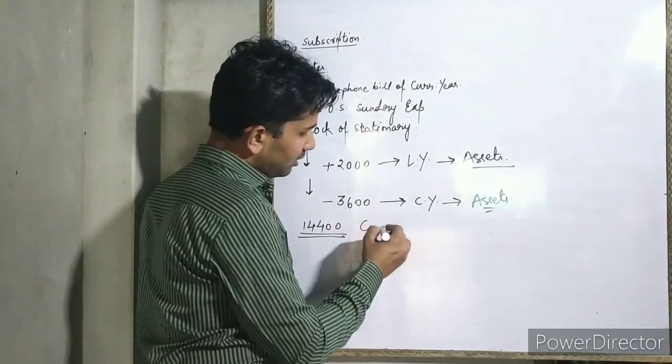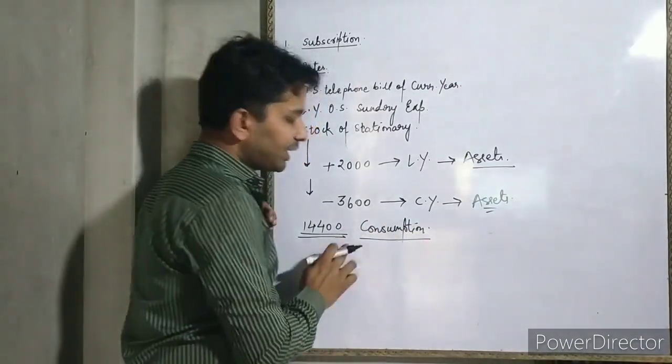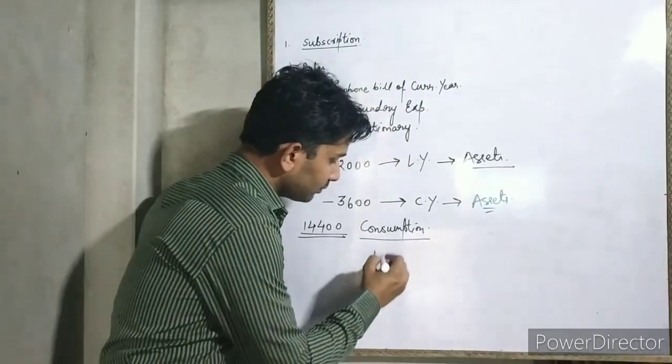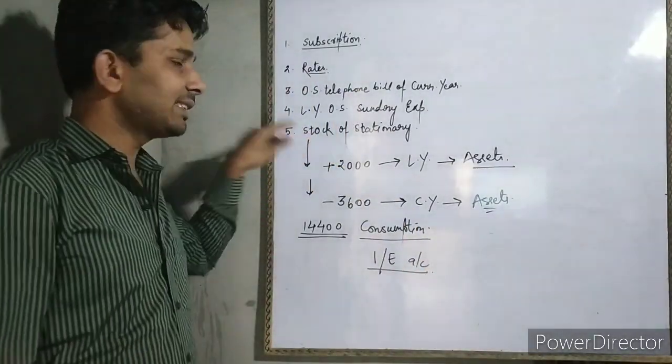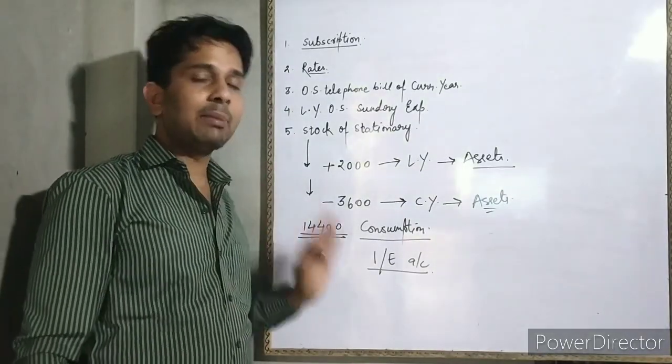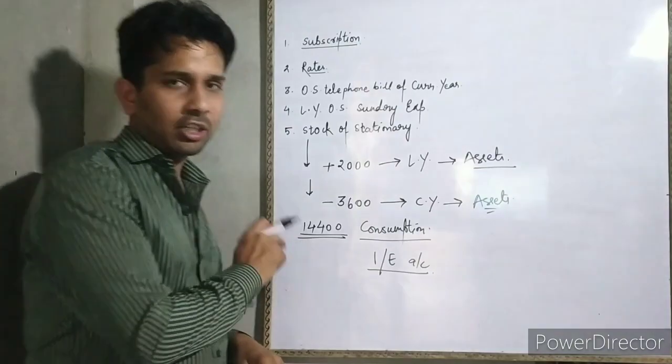So the total consumption is 14,400, and this will take place in your income and expenditure account. It is an expense, so it will take place on the debit side. Debit side means the expenditure side. Okay, you can take the screenshot of this as well.